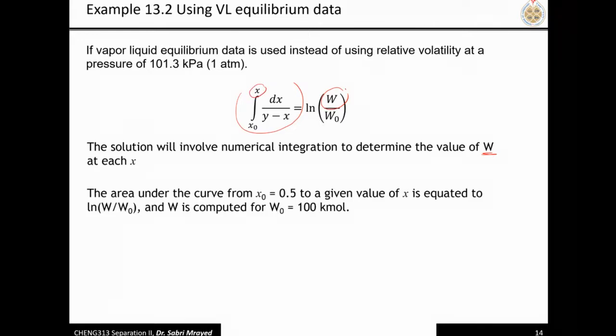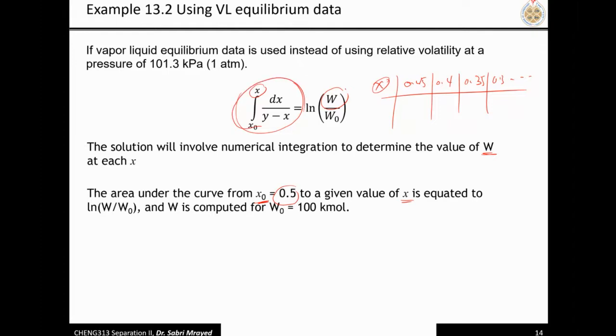So now the area under the curve from x0, because we're starting with 0.5, to any given value x, we can use the same points that we generated. For example, if you want to use the same x here, you can start with x 0.45 and then 0.4, 0.35 and 0.3 and so on. The same points, and at each x you will have to find the area under the curve of this.